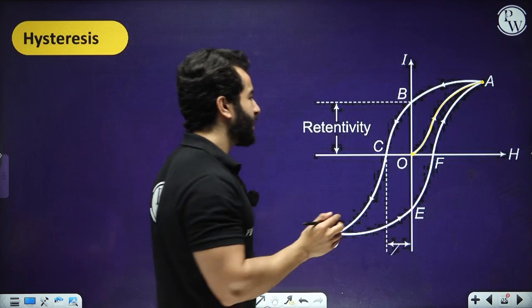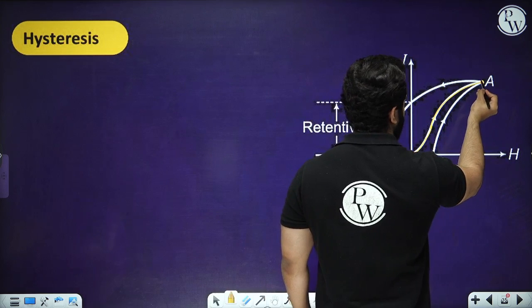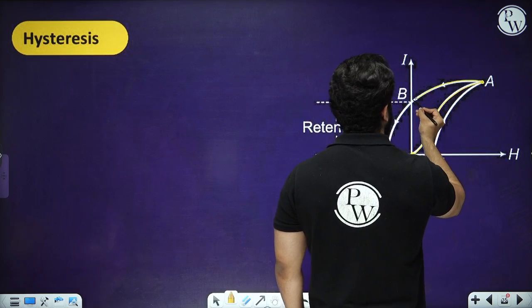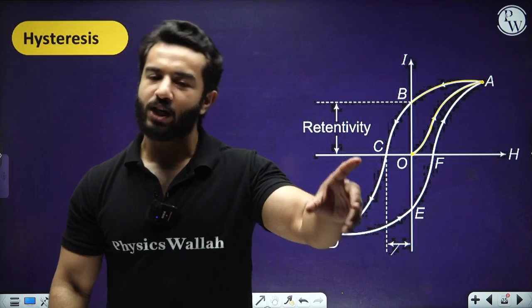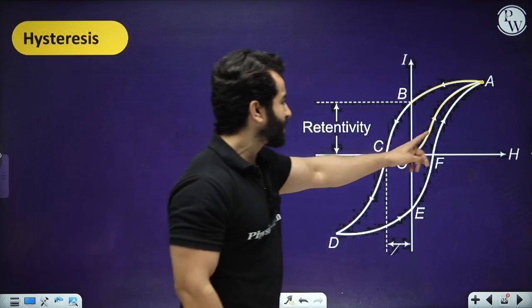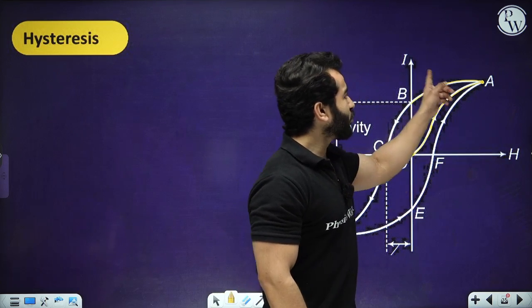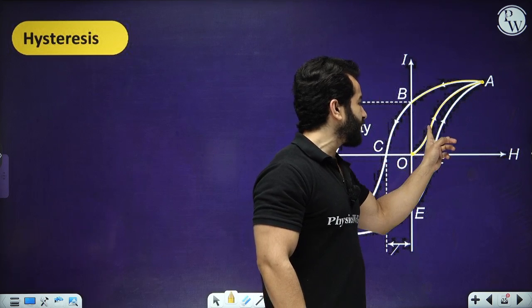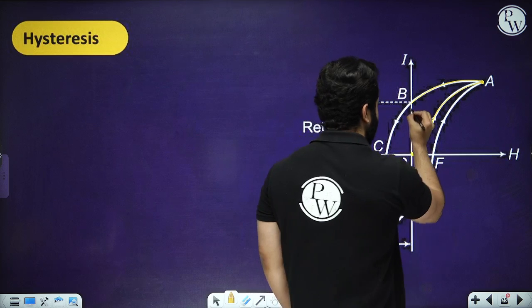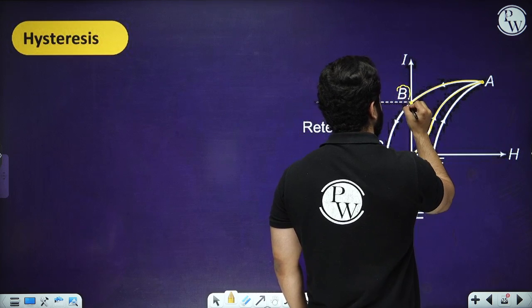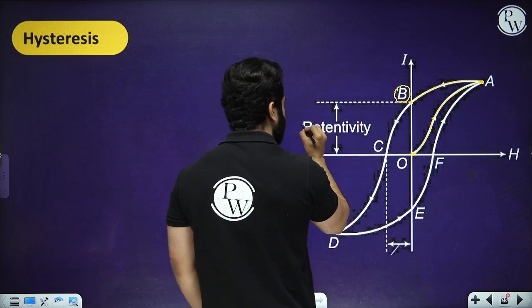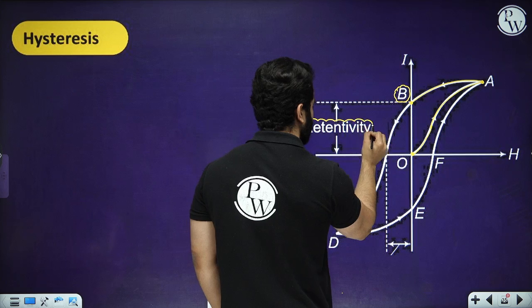Now we are decreasing the magnetizing field, and we saw that it did not retrace its original path. It took a new path. That means when we started to decrease H, I was not following the same values. When H was again 0, there was still some magnetization left. This property is known as retentivity.